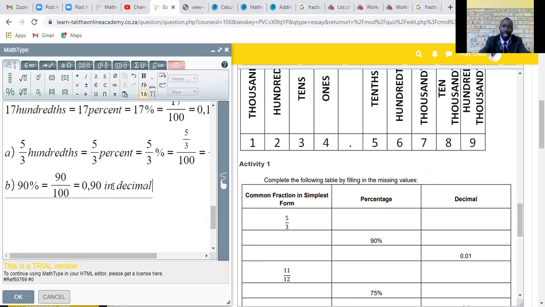Then, well, let me include it here. So this 90% in common fraction would give us, right down here. Okay, so this 90% in common fraction would be 9 over 10 because this 0 will cancel with that.